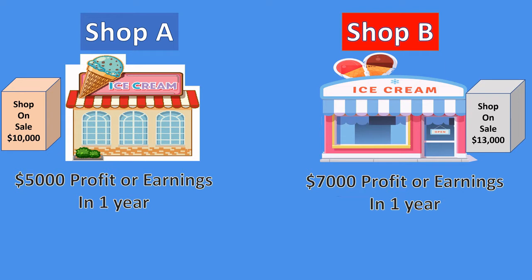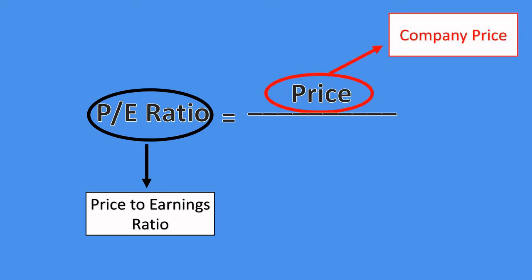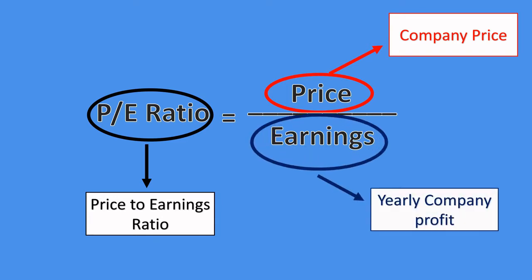Luckily for Sam, he has got a trick up his sleeve. He's going to use a metric called the PE ratio to find out which shop is of greater value. PE ratio, otherwise known as price to earnings ratio, is worked out by dividing the price, in this case the shop's price, by the earnings, which is the yearly profit the shop has made.